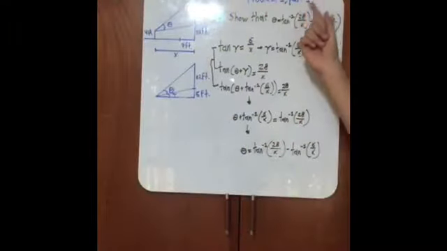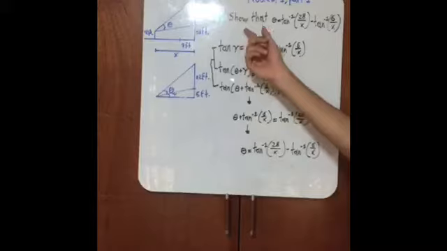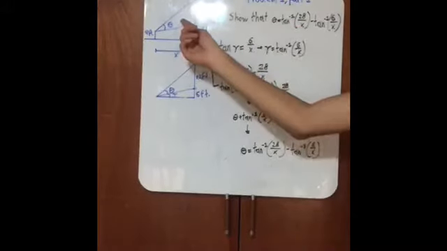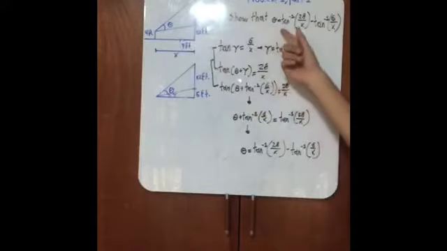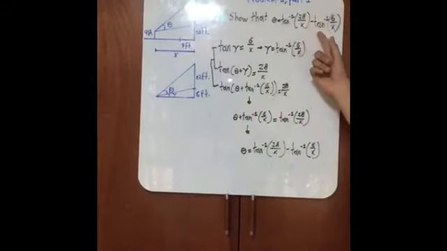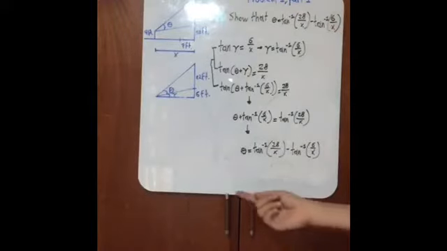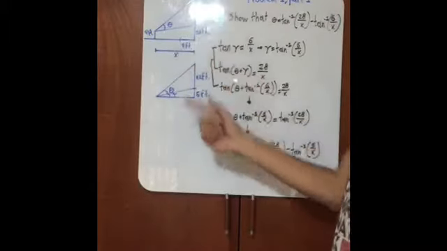To solve problem 1, part 1, section A, which is to show that theta, this angle here from the perspective of the viewer in the cinema, equals the arctangent of 28 over x minus the arctangent of 6 over x. So the first thing we need to do is obviously simplify this diagram.